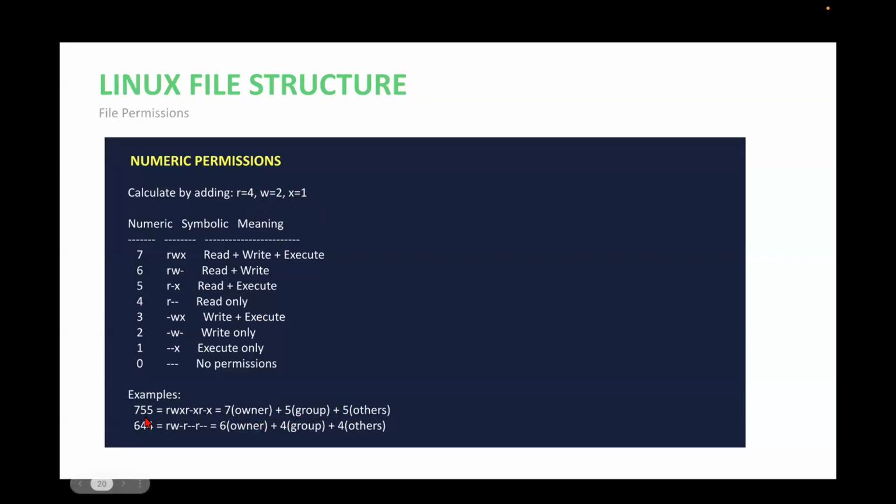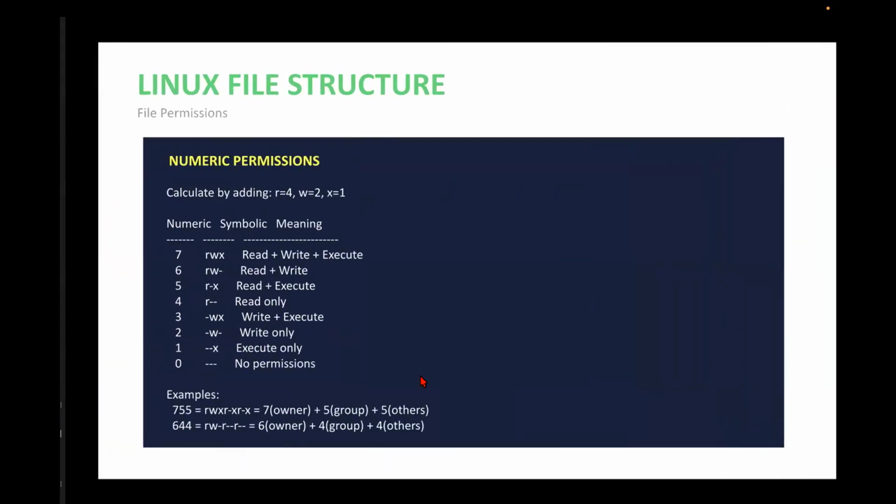Now, in my second example, we have 6, 4, 4. So in that case, it is read and write for the owner, which is read is 4, write is equal to 2. So 4 plus 2 is 6. And then for the group, we know that 4 is the only thing here, 4 is read, and then read permissions for others. So 6, 4, 4.